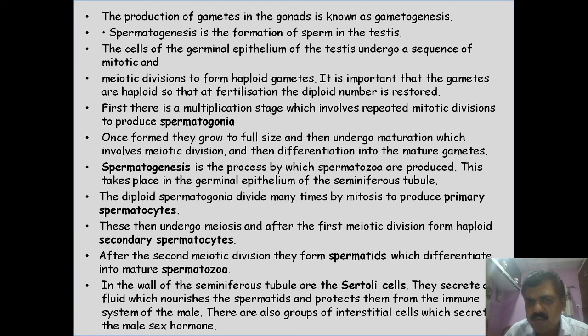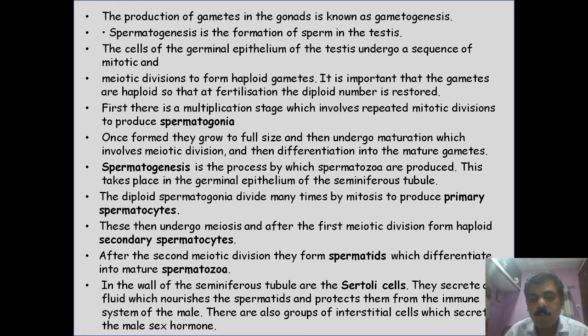First, there is a multiplication phase which involves repeated mitotic divisions to produce spermatogonia. Once formed, they grow to full size and undergo maturation, which involves the meiotic division and then differentiation to form the mature gametes. Spermatogenesis is the process by which the spermatozoa are produced, and this takes place in the germinal epithelium of seminiferous tubules. The diploid spermatogonia divide many times by mitosis, and finally give rise to the primary spermatocytes. These then undergo meiosis, and after the first meiotic division form a secondary spermatocyte. After the second meiotic division, they form spermatids which differentiate into mature spermatozoa.